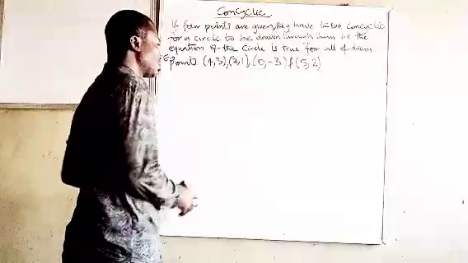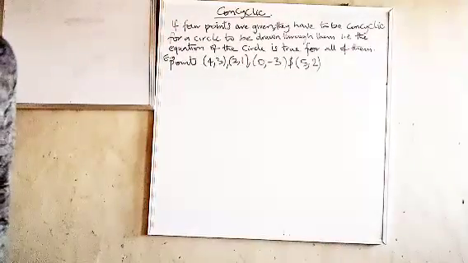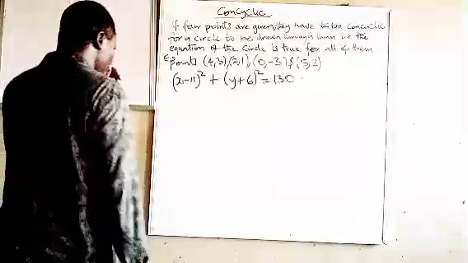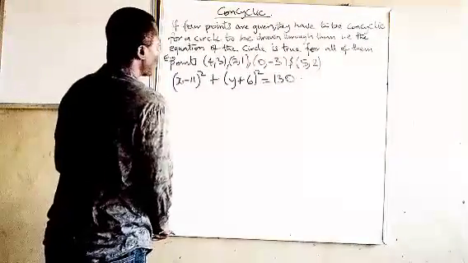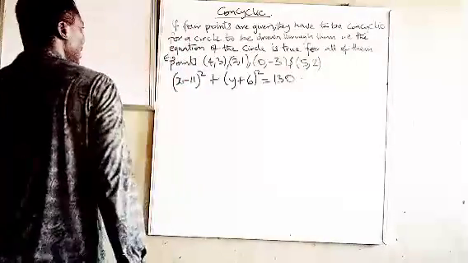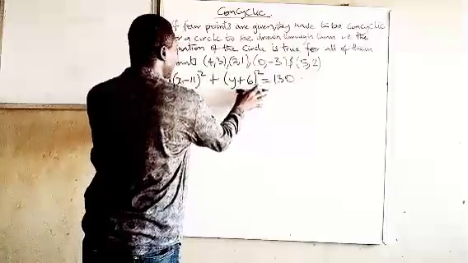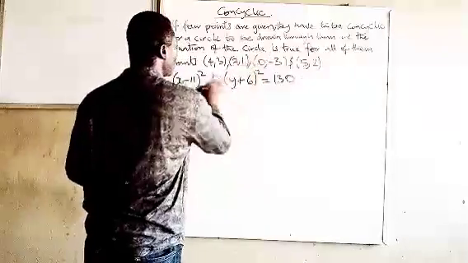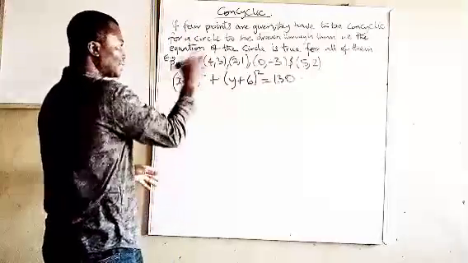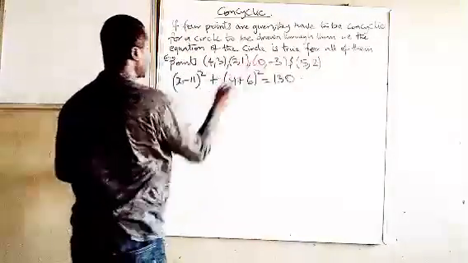We have used that one to get our equation before. And the equation is (x minus 11) squared plus (y plus 6) squared is equal to 130. That is the radius squared. Now, since we have used these 3 points to get this equation, for us to know if it is concyclic, that is, if this one also passes through it and is also a point on that circle, we will now put it there.